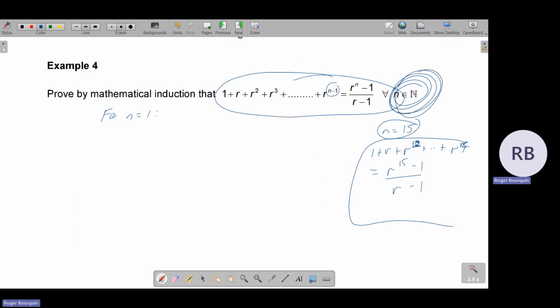Okay, so for n is equal to 1, what is the left-hand side? Left-hand side is 1.